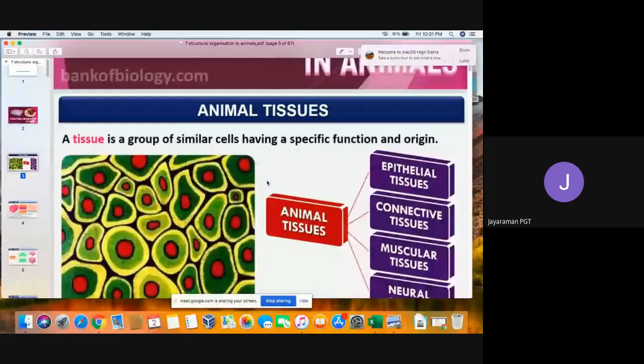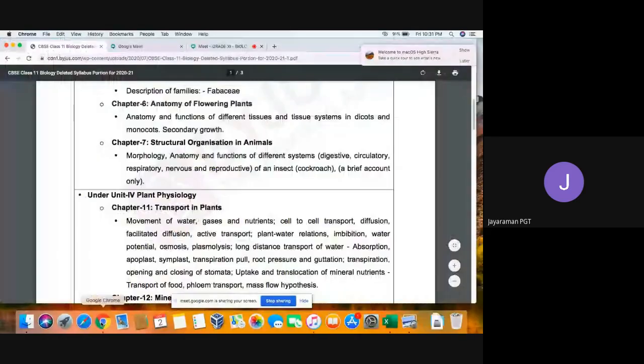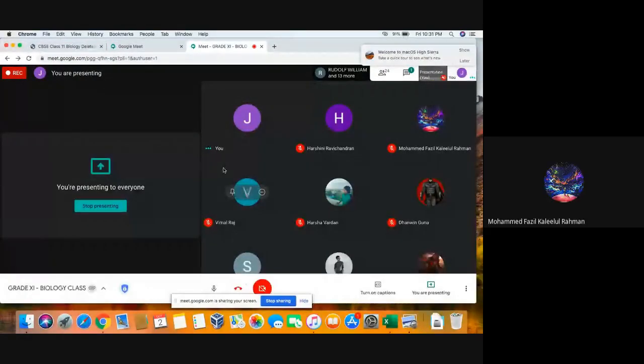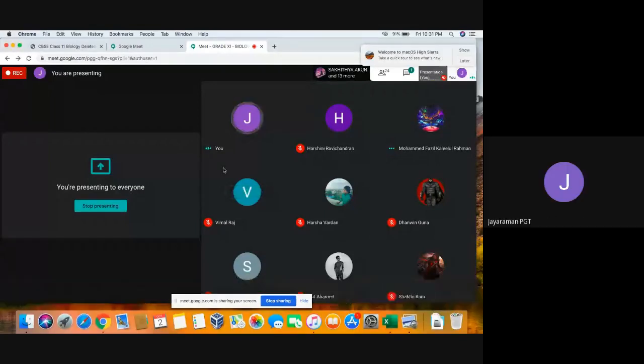First one is animal tissues. Can you tell me what is a tissue? Anybody? A collection of cells. Okay, very good. A collection of cells, similar cells actually.